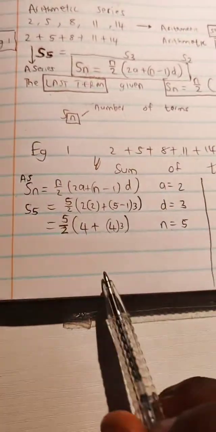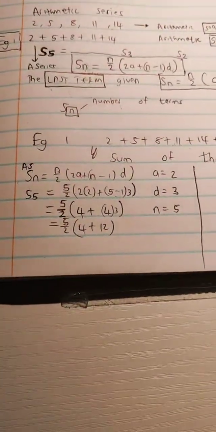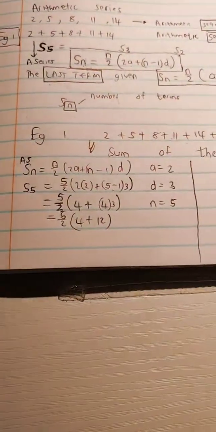Okay, I hope that makes sense. Remember, this is 5 minus 1, 4 times 3, so that's 4 plus the 12. I think we can grab the calculator if we want to. 4 plus 12 is 16.